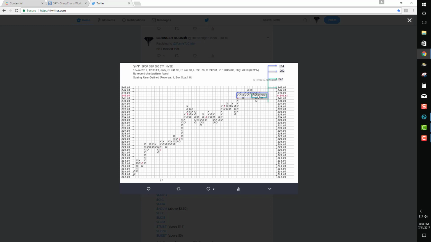So we have 1, 2, 3, 4, 5. So we have 5 points in this horizontal consolidation, one box reversal, one box size. If I take that and just add it to the low end of the range and then the consolidation, that's how I achieved these two targets here. I did the same thing for this longer one. I just counted the horizontal count that's present, and then I added it to the lowest price in that price range, and then I added it to the consolidation of that price range, 242, and that gives us the range here between 252 and 254.